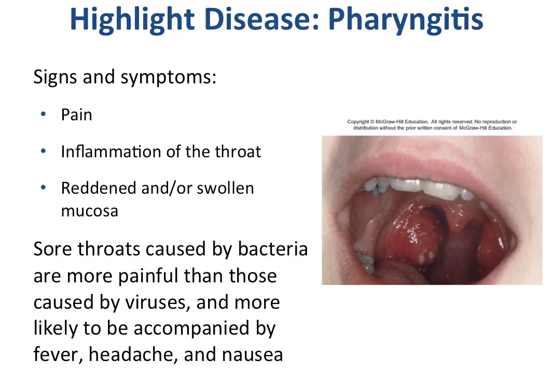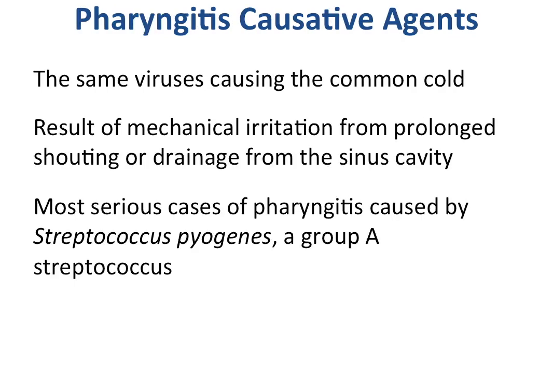Now let's talk about the different diseases. First is pharyngitis. The symptoms are pain, inflammation, redness, and swelling of the pharynx. Sore throat is due to the swelling. It can be caused by both bacteria and viruses, such as the common cold. It can cause mechanical irritation.